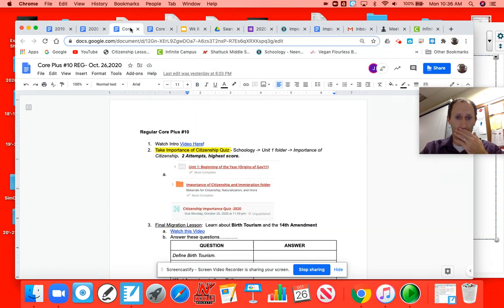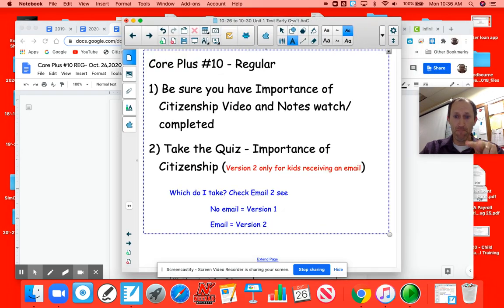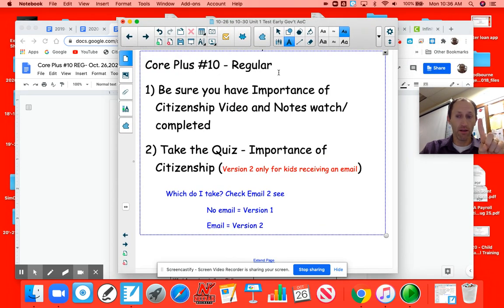And here's a little pathway on how to get there. Unit 1, beginning of the year, Importance of Citizenship Immigration folder, and the quiz here. Now here's what you got to pay attention to. There are two versions of the quiz. So you are going to take version 1 or version 2. Everybody should pause right now and check your email. If you have an email from me, that means you are taking version 2 of the test. They are the same test, the same questions. One is just timed, the other is untimed, all right?